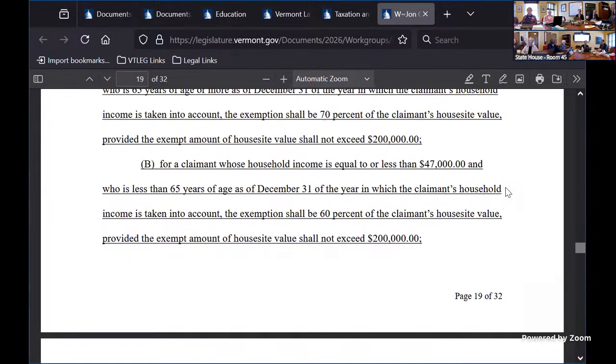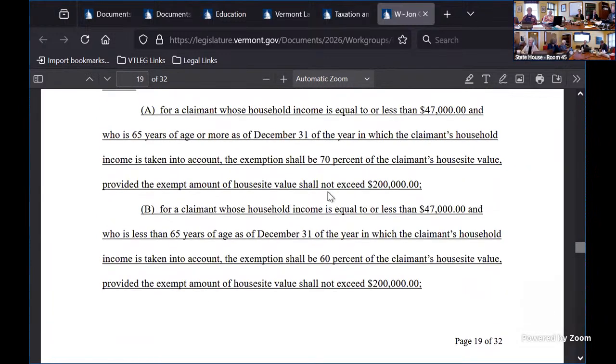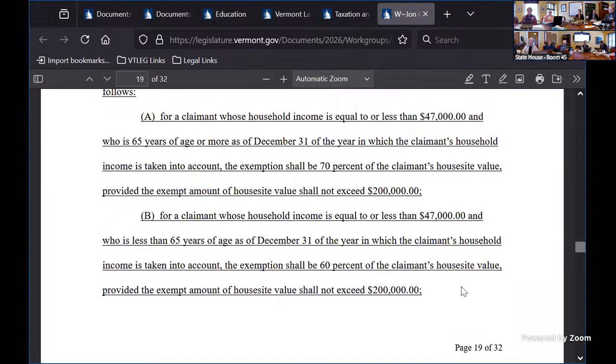So just to walk quickly through the next ones, they work instrumentally the same way. Same income threshold for subdivision B, but in this case, this is for folks less than 65 years of age. That exemption would be 60% of the house site value. You would exhaust that house site value exemption, meaning you would receive no more additional benefit, above a house site valued at 333K, something along those lines.